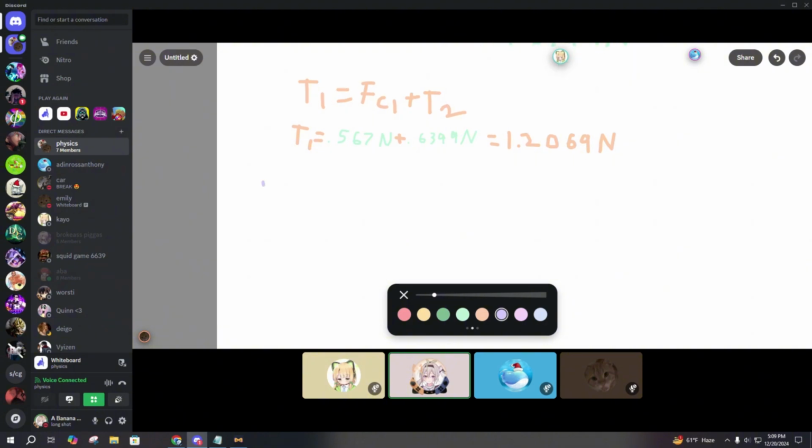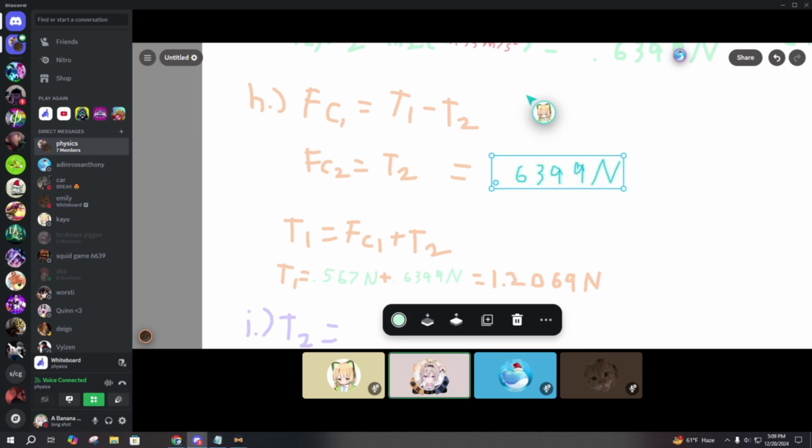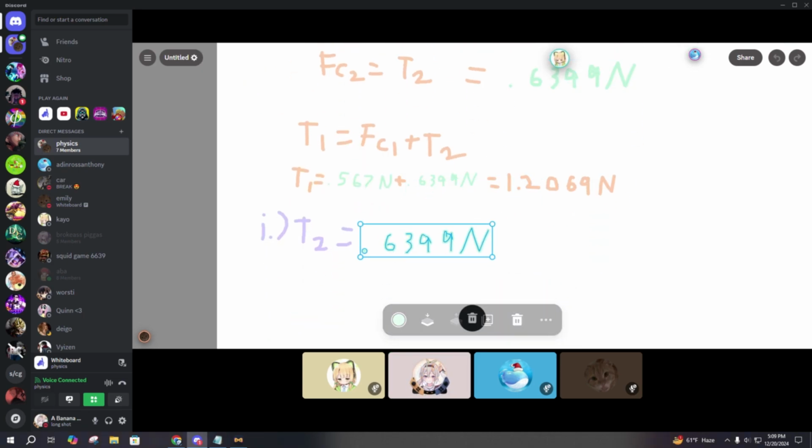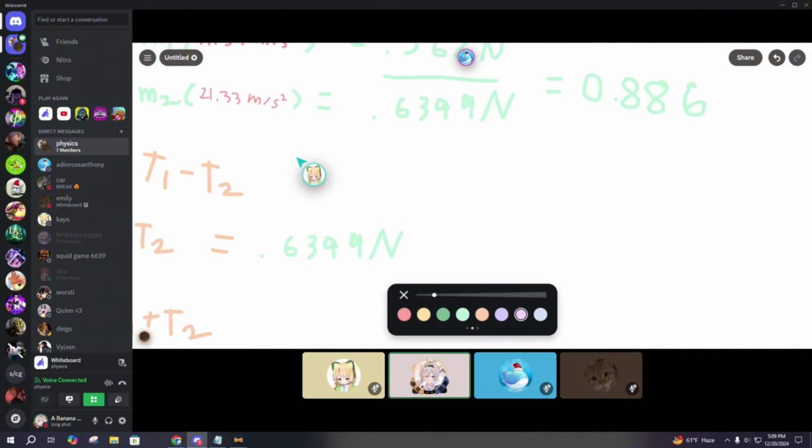And next problem, I simply just wants the magnitude of T2, which I've already calculated to be 0.6399 newtons. And now, let's go to J.